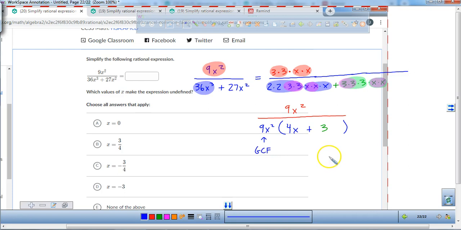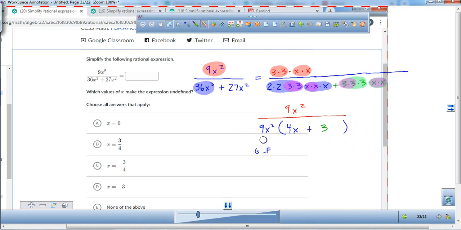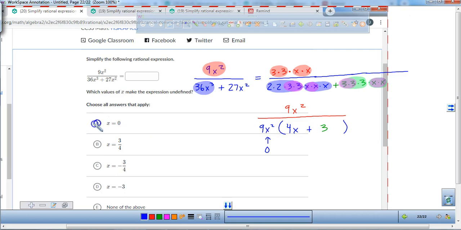We have to figure out what numbers we can plug in here to make everything equal to 0. Well, one number we can easily plug in to make the denominator equal to 0 is the number 0 itself. So anytime you factor out an x or an x squared or an x cubed out of everything, you know one of your answers is going to be x equals 0. You know that for sure. The next thing we have to do is set this expression equal to 0. So we just set 4x plus 3 equal to 0.